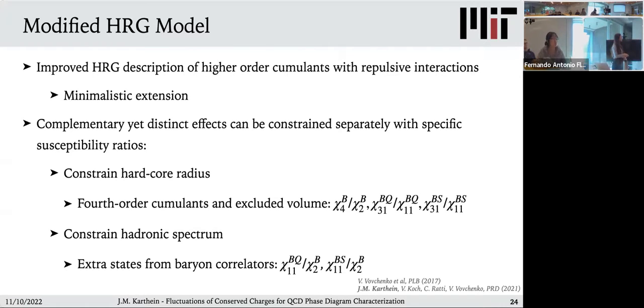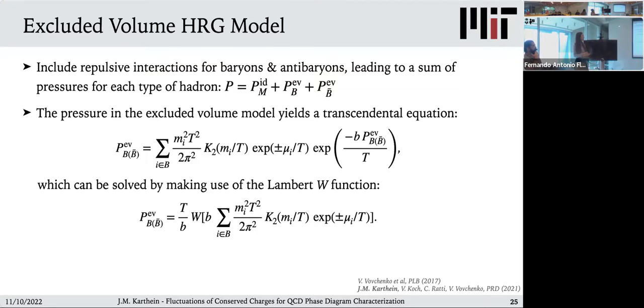And we can also constrain the hadronic spectrum, so which one of the lists that I introduced before is the right one, with another set of quantities. We'll be able to walk away saying, okay, how many states should I need? And what's the most likely size of this hardcore radius that I've introduced? So this excluded volume HRG model is the one that I'm going to be using. And as I said, it has interactions between baryons with baryons and antibaryons with antibaryons.